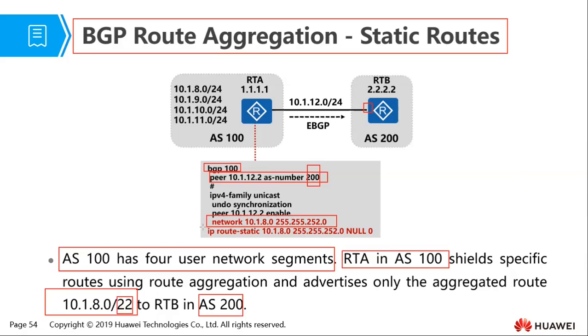Then after that, you configure a static route. So ip route-static, saying when you want to come to this network that has this mask, then the next hop is NULL0. Anytime you configure a static route to aggregate specific routes, you must specify the next hop to point to NULL0. This is because the aggregated route is not identified by a specific address.